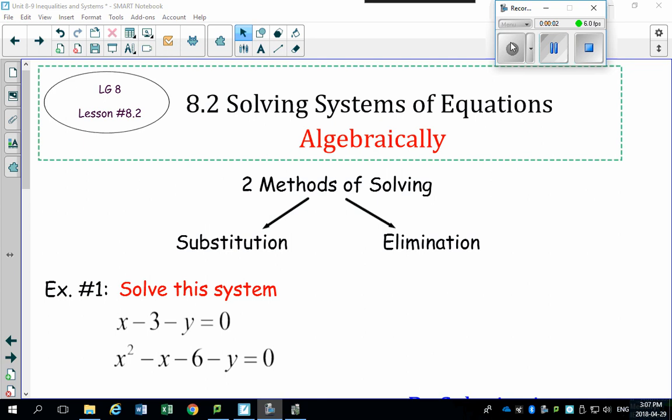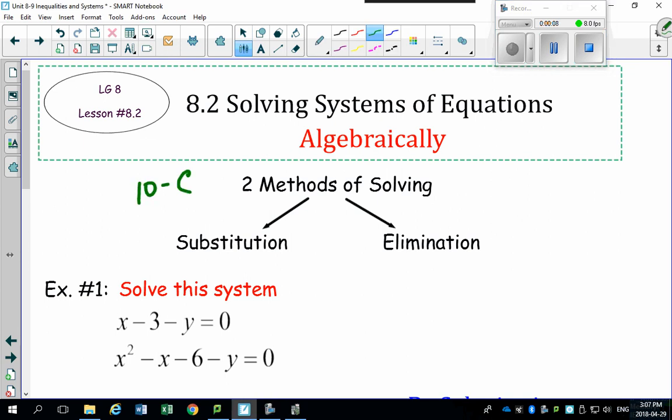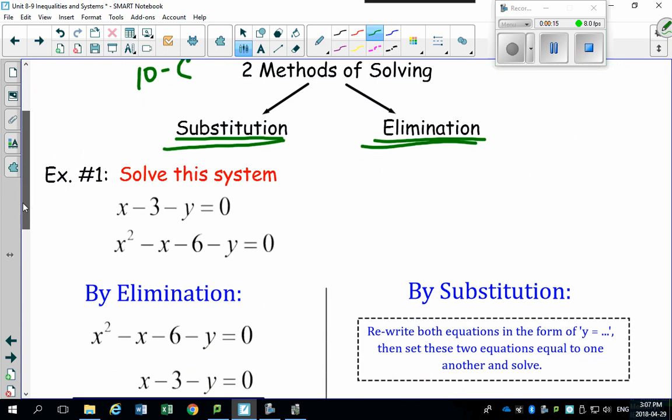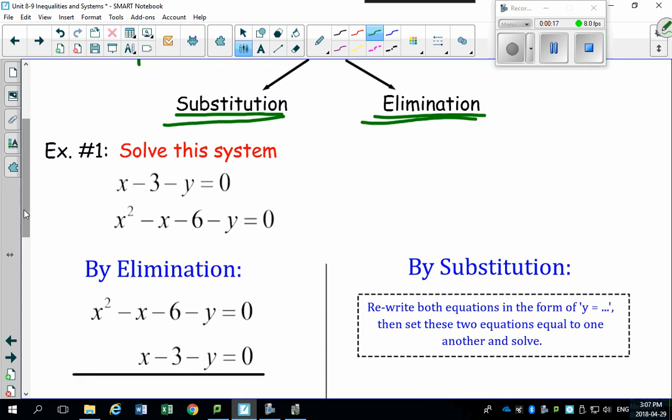All right, time to look at things algebraically. Yep, absolutely. If you remember back into Math 10C, we did things either by substitution or by elimination. Well, I've got a nice little simple system for you right here. Here's an example. So solve this system. Done. Look what you got.